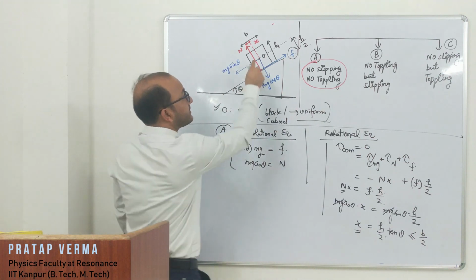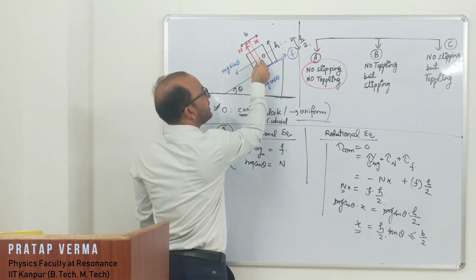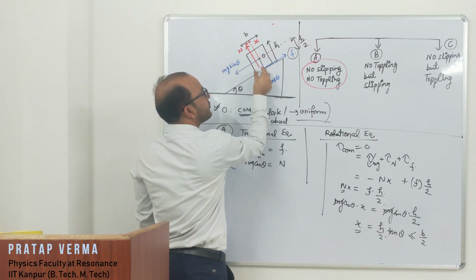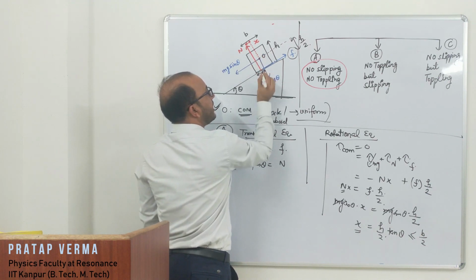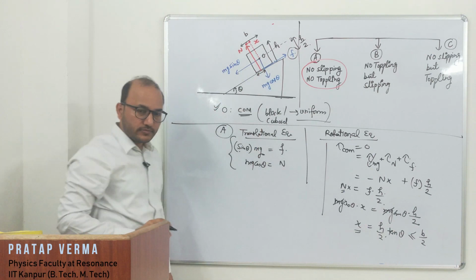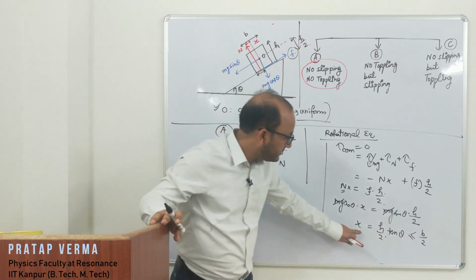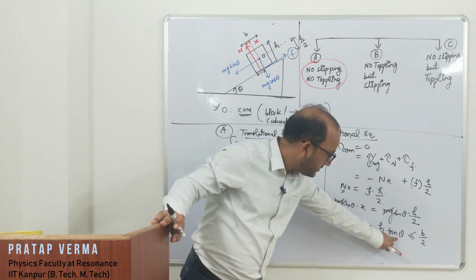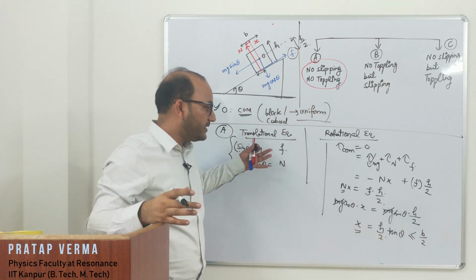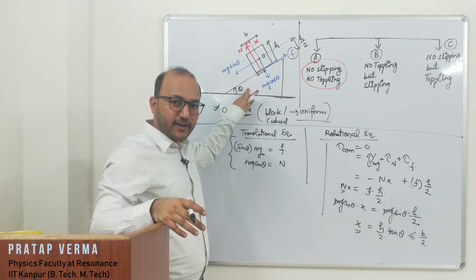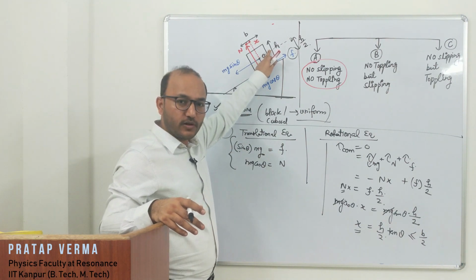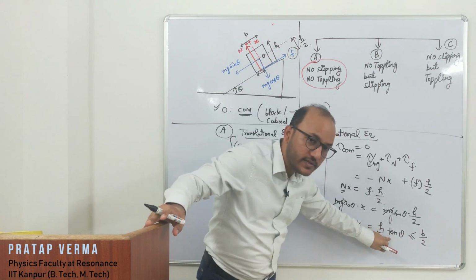As far as x is concerned, you can see it is the perpendicular distance of the normal reaction from the center of mass, and the maximum possible value for that has to be b by 2. So this is what I did. x is equal to h by 2 tan theta. So simple. We know the angle theta for the inclined plane. We know the value of h for this block. We can calculate this value easily.